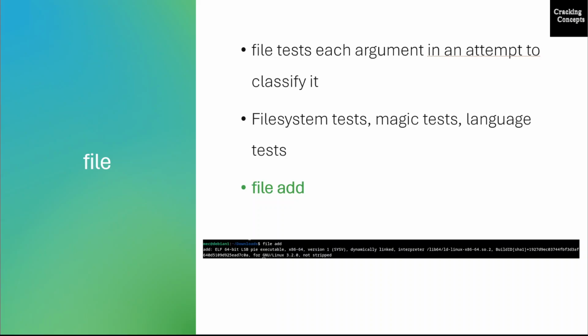Command is file followed by the object file name, which is add here. So this is the sample output. Here we have the details of the executable and linkable format, the architecture details, whether it is little endian or big endian, the computer architecture, the version, etc. is written here.